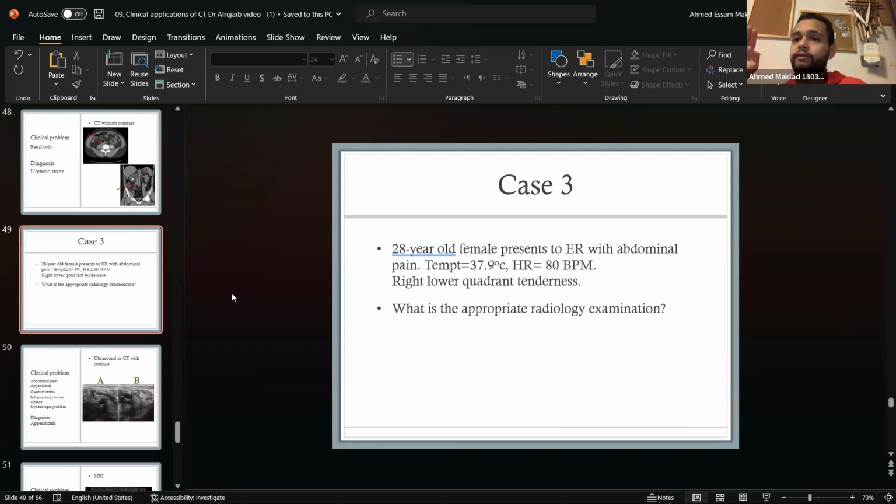What if you don't have a pregnancy test? What would you get? An ultrasound. Yeah. Okay. What else can you get? Let's say you did an ultrasound and it didn't work, or you couldn't see anything.